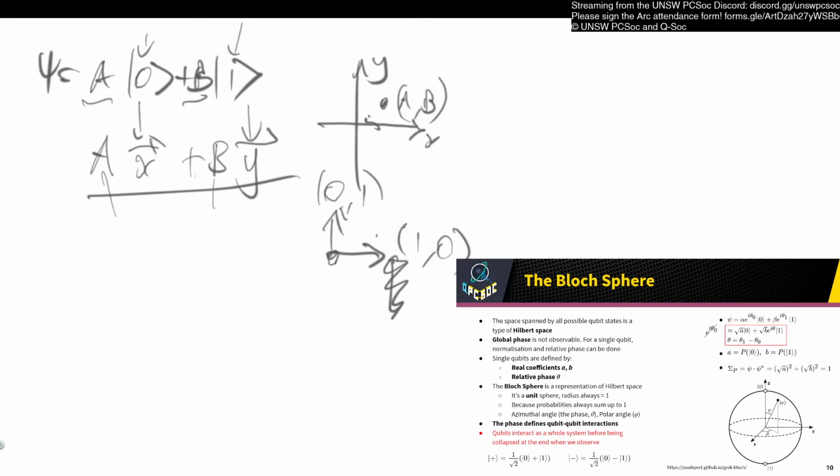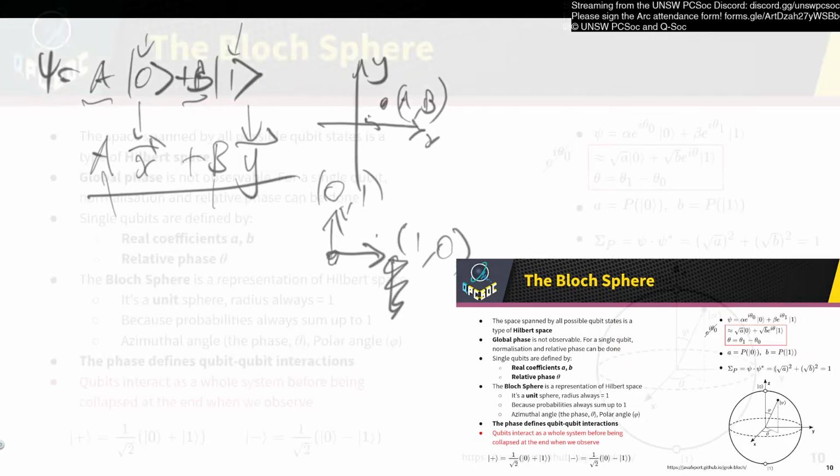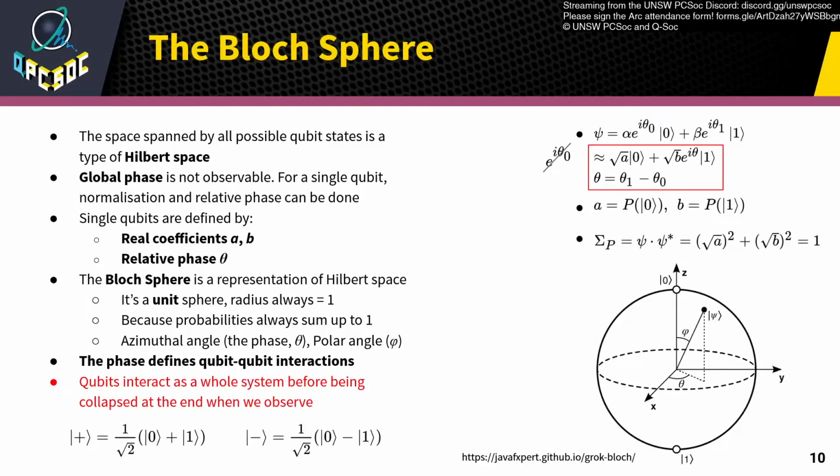So what that means is that this formula is actually a general formula. Any qubit can be represented in this form. And the space of all possible qubits is what we call a Hilbert space. Hilbert space is just a fancy name for a generalized concept of the Euclidean space or your Cartesian plane.